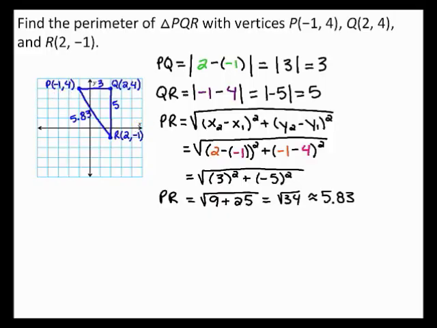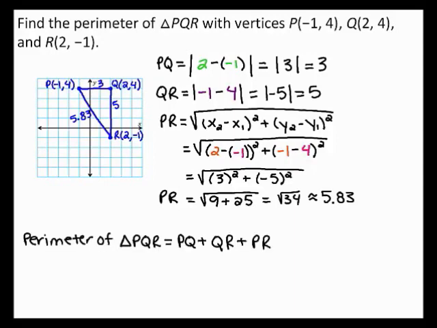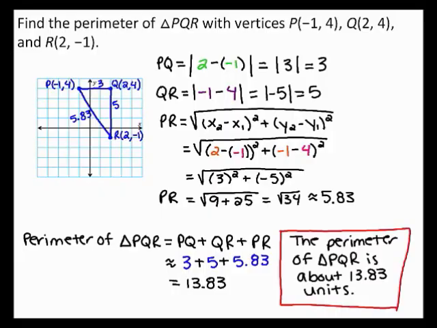Now, the perimeter of triangle PQR is equal to the sum of the side lengths. When you add 3 plus 5 plus 5.83, you get 13.83. Therefore, the perimeter of triangle PQR is about 13.83 units.